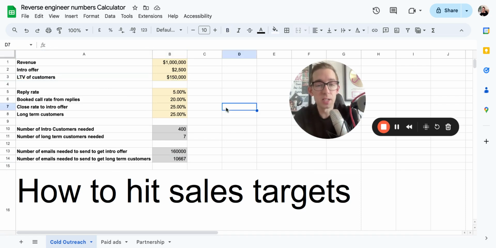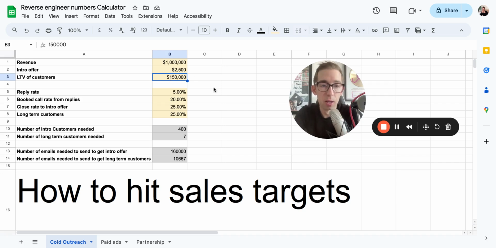So by reverse engineering the numbers, you can look at it and go, okay, what's the total addressable market that I could actually send these emails to? Because if you've only got 2,000 people that you can send to, and in order for me to hit my goal I'm going to need to send 100,000 emails, or 160,000 in this case, if I was just doing the intro offers, and I've only got a list of 2,000 people I can send it to, that's a problem. So we need to make sure that the economics of the offer makes sense.